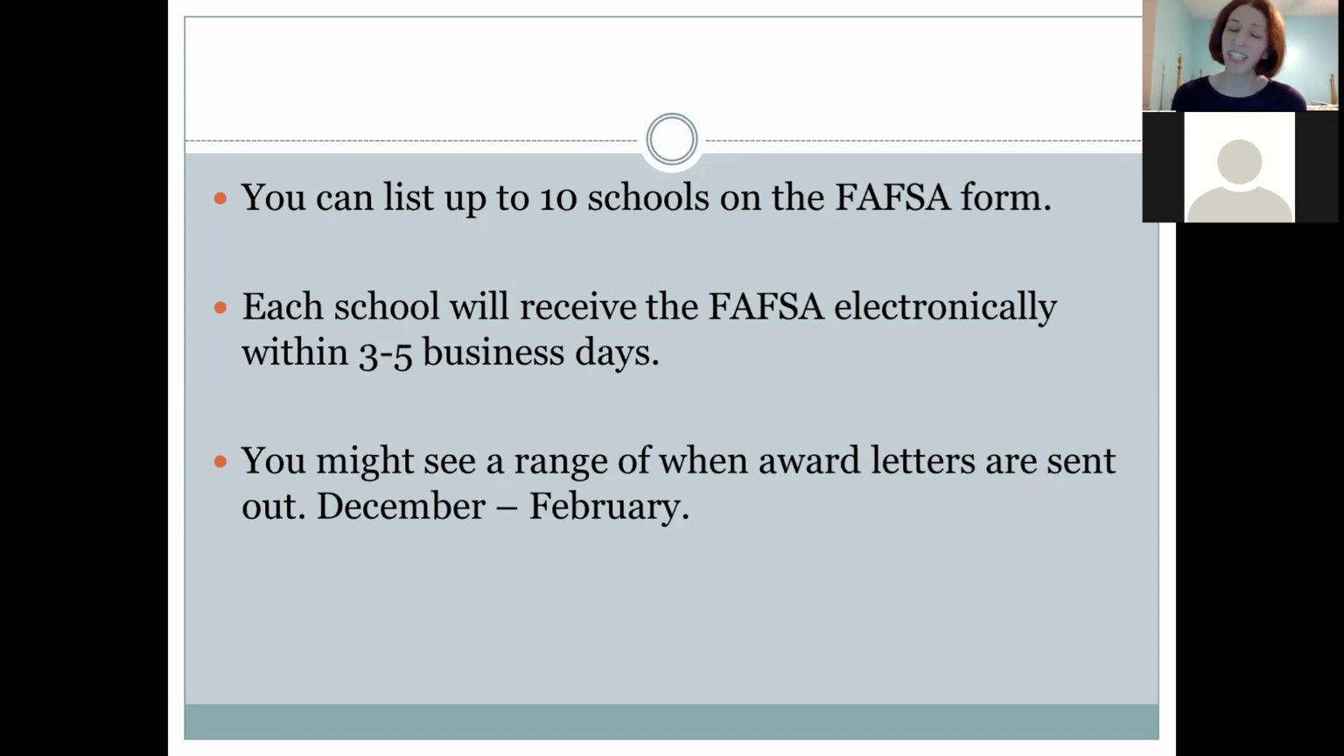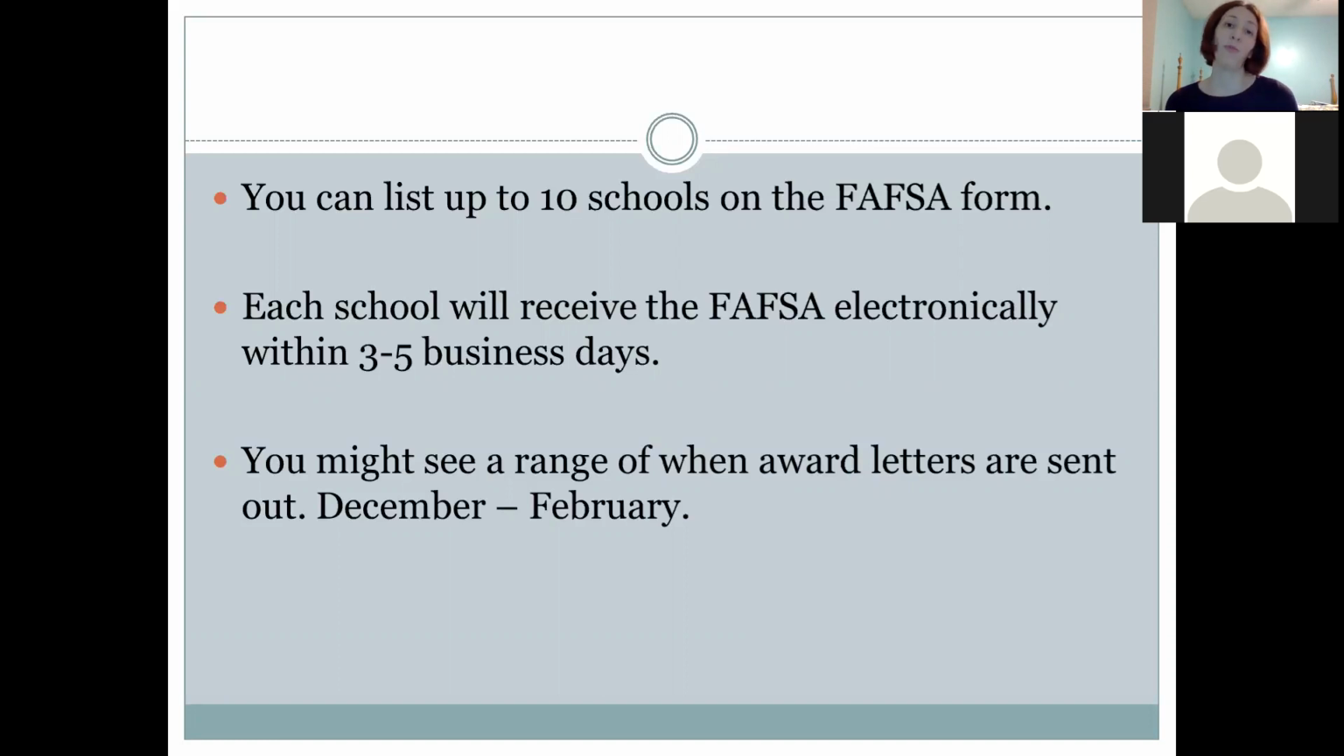Sometimes it's only 2 days, sometimes it's longer just because maybe a weekend or a holiday thrown in there, or if it's really a busy time for their processing. I wanted to let you know though, although you can only do 10 schools at a time, if you want to have more than 10 schools receive your FAFSA, what you would do is list those 10 schools, submit the FAFSA, wait about a week for it to process, go back in, take some schools off, and then add some other schools because you can only have 10 at a time.